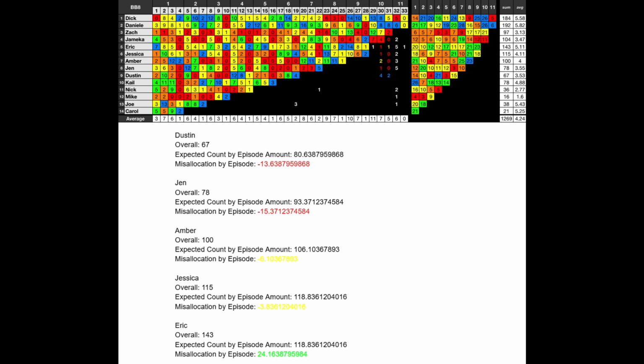Jessica received 115 confessionals, and her expected count by episode amount is 118, meaning she's just missing 3 confessionals, and meaning that she's very close to having a perfectly distributed confessional diary room count.